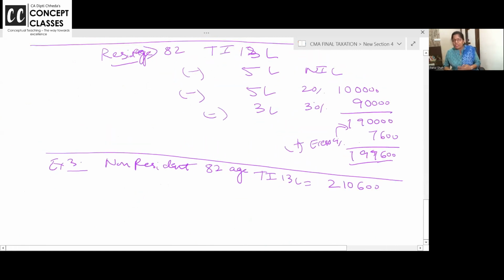Ma'am, he is 82 years. No. Up to 250 nil. 250 to 5 lakh 5%, 5 lakh to 10 lakh 20%, 10 lakh above 30%. Simple. Why? Because you are a non-resident. Additional basic exemption of 3 lakh and 5 lakh is only for resident seniors and super seniors.